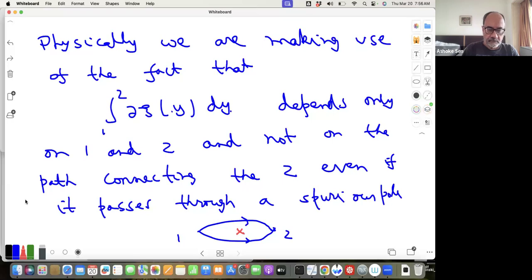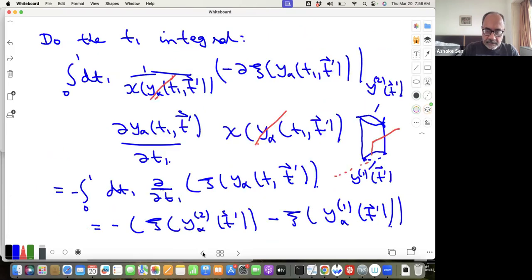But after doing the T1 integral, you have this. So one term is at the base, right? Again, this y1 of t prime. But this y1 of t prime is integrated over this surface, over this line, so it won't hit the singularity. You don't reach the singularity.